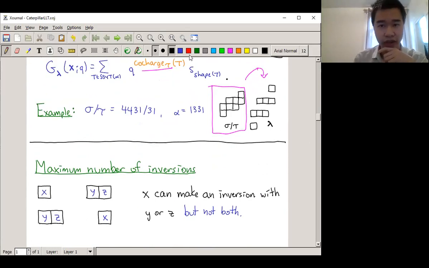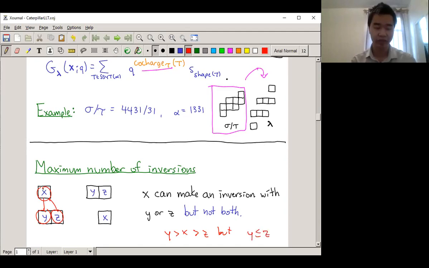So just to remind you how inversions were defined, I get an inversion between X and Y exactly when Y is bigger than X. And I get an inversion between X and Z exactly when X is bigger than Z. But because Y is to the left of Z in the same row, the definition of a semi-standard Young tableau tells us that Y has to be at most Z. So I can't get both in the configuration, and the same on the right.